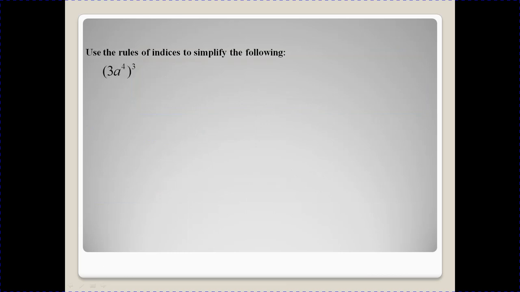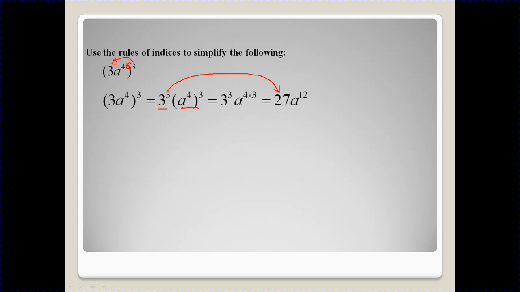Now I'm going to solve 3 more problems as practice. If I have 3a to the power 4, all to the power 3, I'm going to give the power 3 to the number 3 as well as to a to the power 4. So it will be 3 to the power 3, and a to the power 4, all to the power 3. Now 3 to the power 3 turns to 27, and a to the power 4, to the power 3, becomes a to the power 4 times 3. Why? Because this is power to the power. So a to the power 4 times 3 gives you 12, a to the power 12.